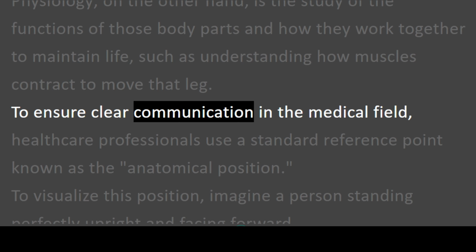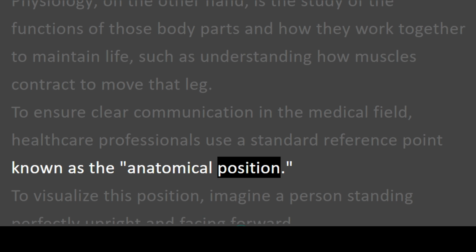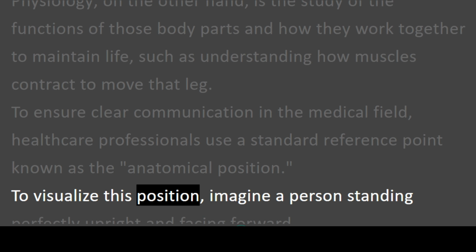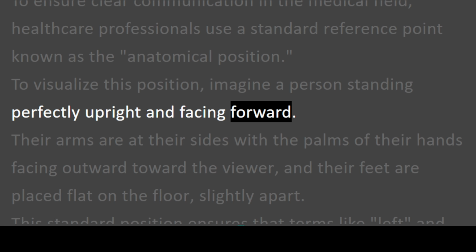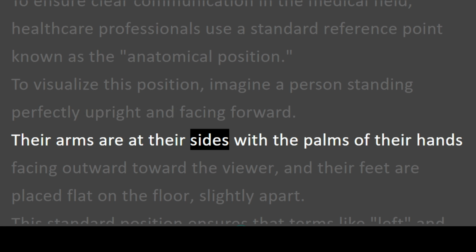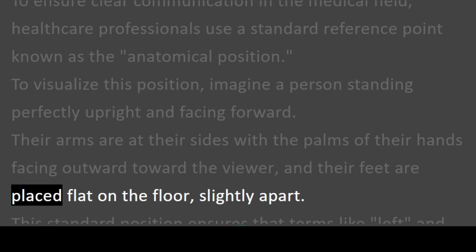To ensure clear communication in the medical field, healthcare professionals use a standard reference point known as the anatomical position. To visualize this position, imagine a person standing perfectly upright and facing forward. Their arms are at their sides with the palms of their hands facing outward toward the viewer, and their feet are placed flat on the floor, slightly apart.